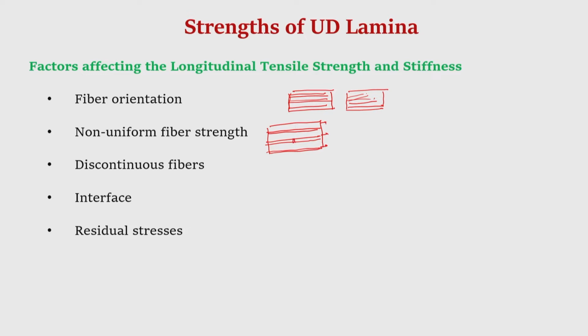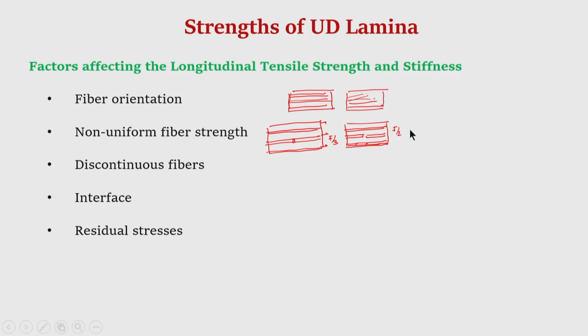Then what happens? Initially, all these 3 fibers are actually sharing the load. Now, because this fiber is broken, it is not taking part in the load bearing anymore. Therefore, the load is shared by the 2 fibers. Suppose initially the load in each was F by 3. Now, the load in those 2 intact fibers will be F by 2.